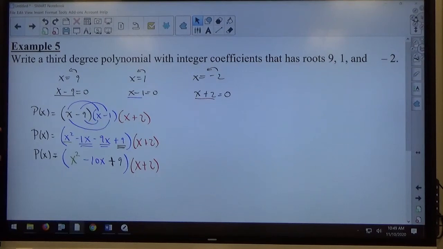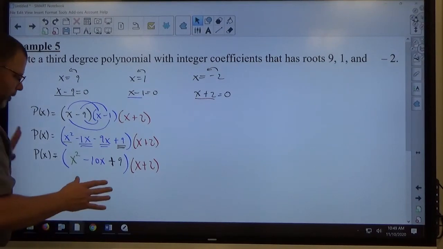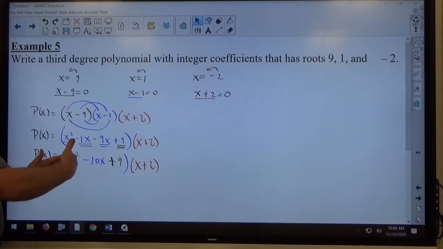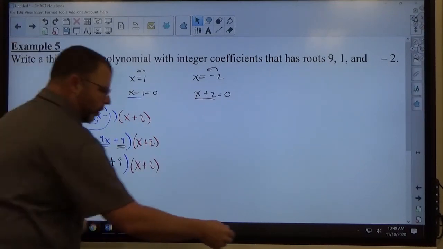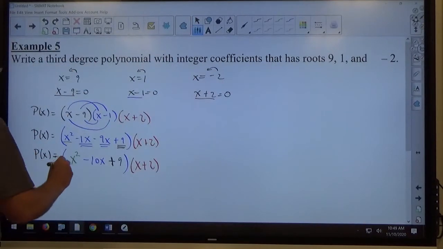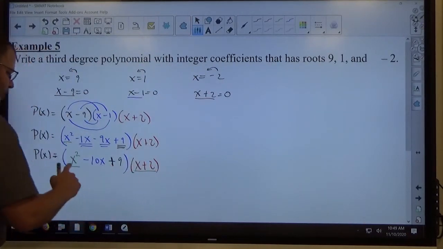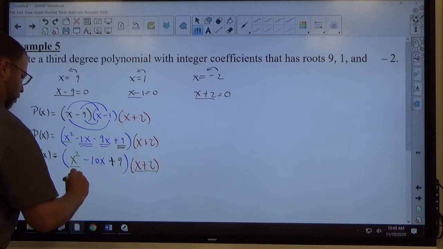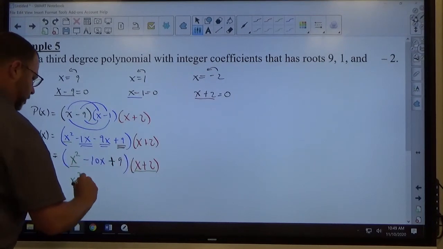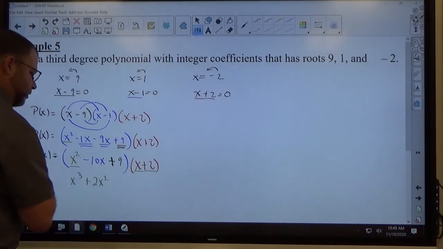Just pick a choice and go with that. So I'm going to do it this way. Every object in this multiplies by every object in that. That's how you multiply a trinomial times a binomial. So if I do x squared times both of these things, x squared times x makes x cubed, x squared times positive 2 makes positive 2x squared.